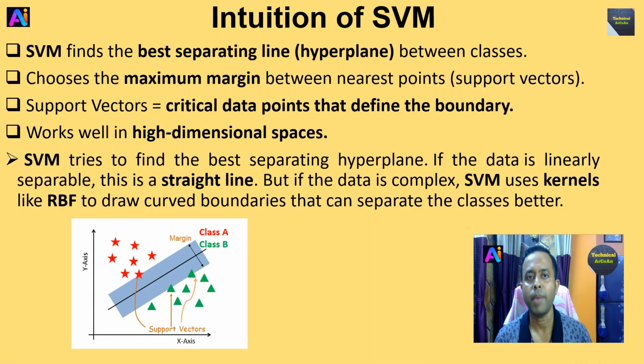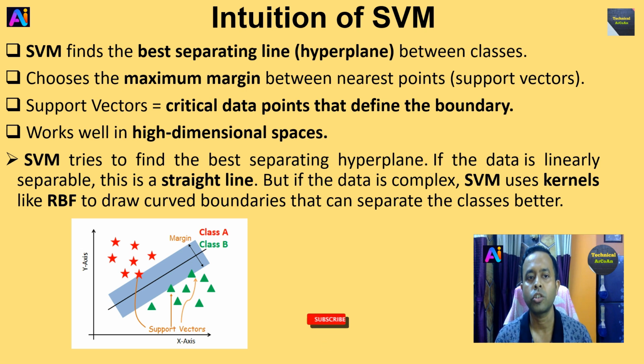Now I talk about the intuition of SVM. SVM finds the best separating line, known as a hyperplane, between different classes. It chooses the maximum margin between the nearest points, the support vectors. Support vectors are the critical data points that define the boundary. SVM works well in high dimensional spaces.